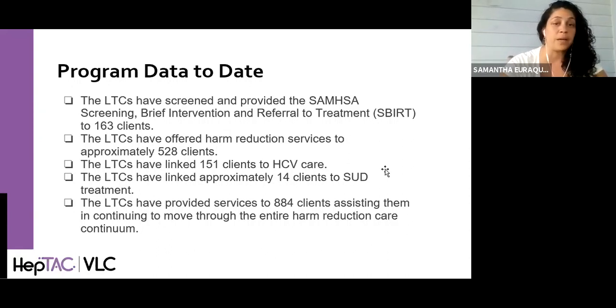And they've been able to provide an array of services to 884 clients. And that could be, maybe the person is not interested in something else, but said they really had a food need, and so they connect them to that. Or maybe all they needed was appointment assistance, because not everybody is high acuity that we reach out to.